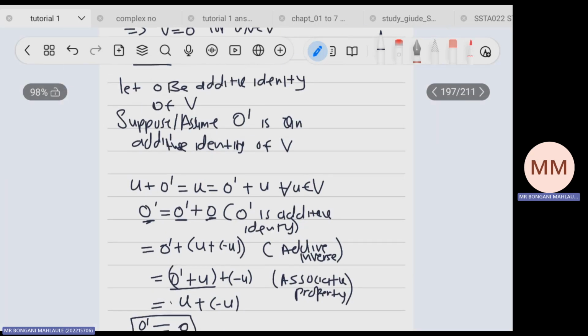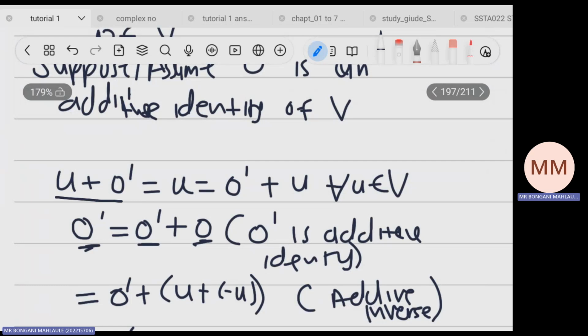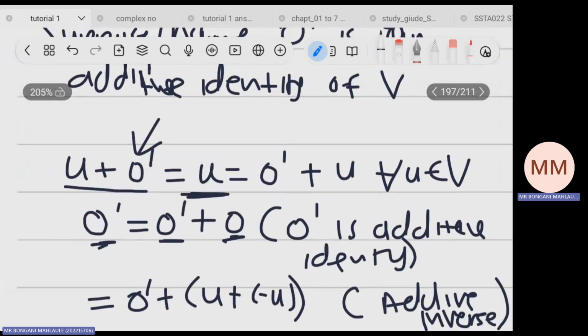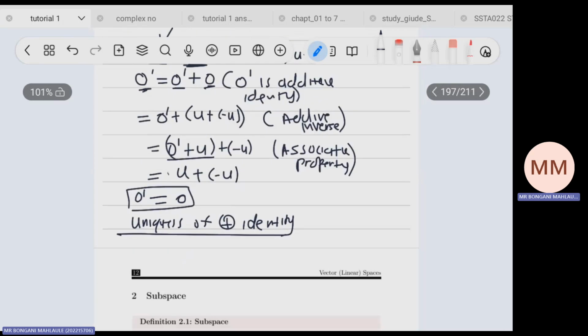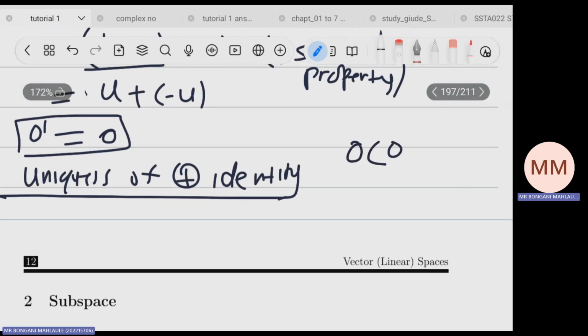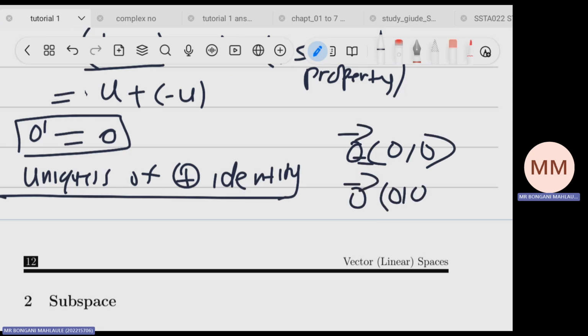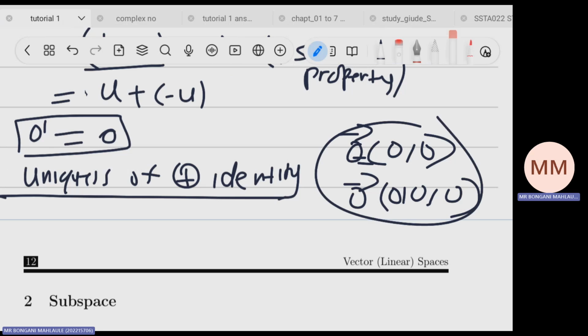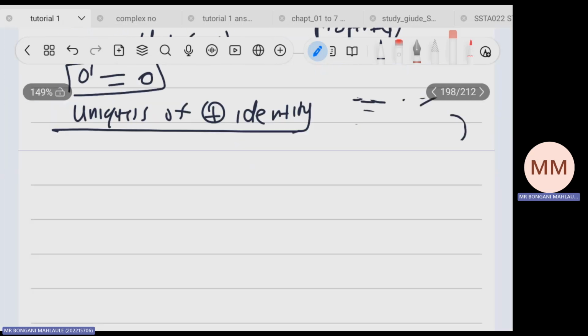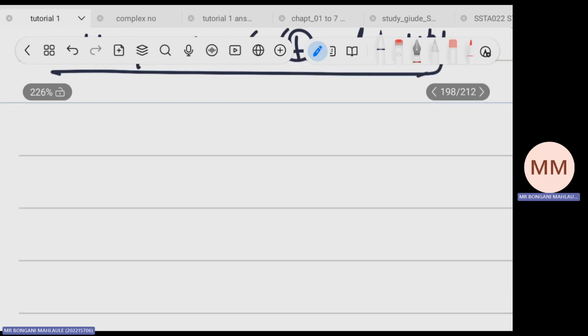So this is a proof showing that whenever you add a 0 to a vector, you'll get that vector, and that 0 is a unique element. You can have a 0 vector being (0, 0), or you can have another one (0, 0, 0). You see that? That's what we are actually proving. And then we go to the second one, the one for additive inverse.